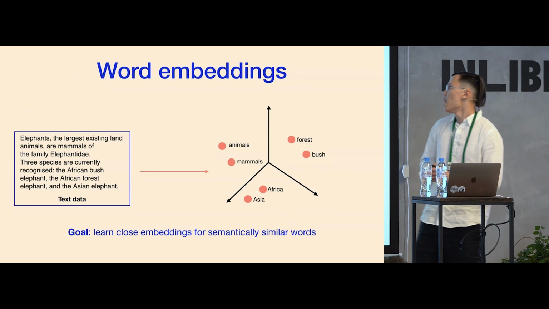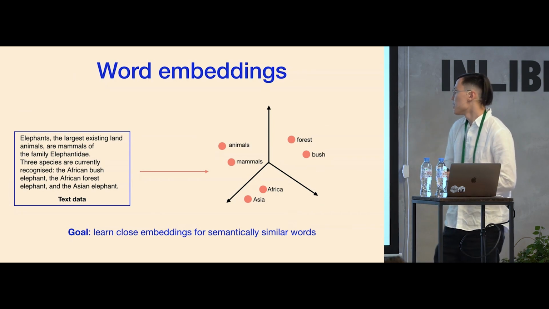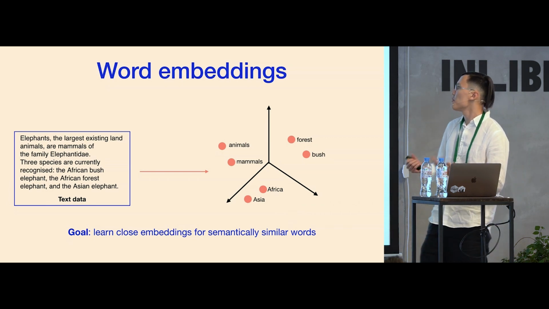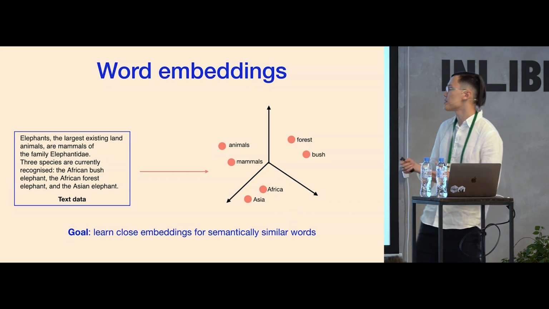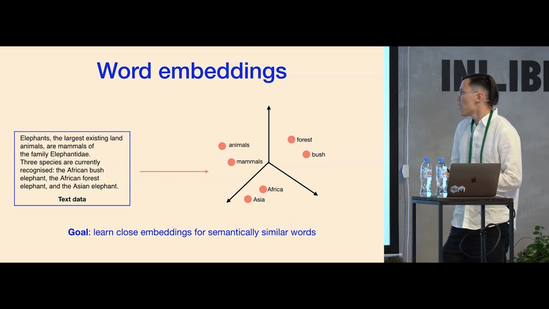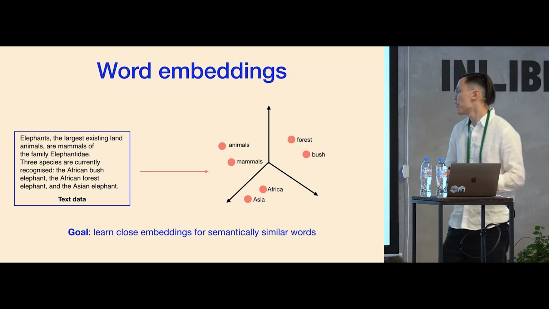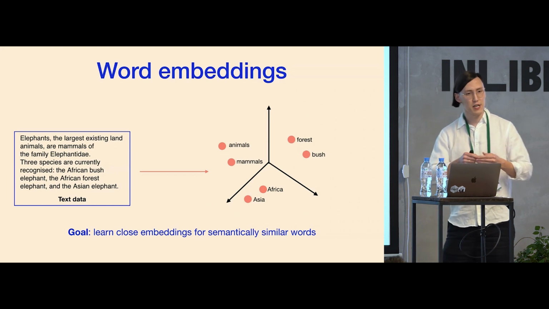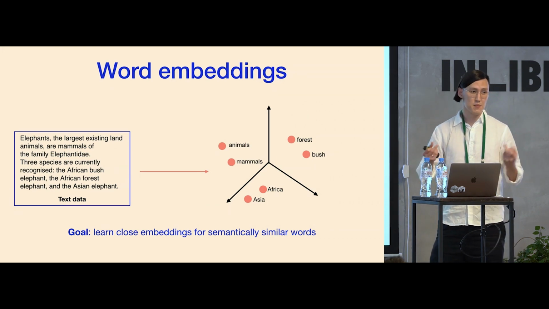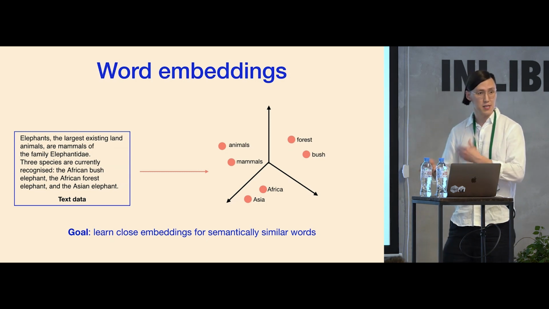In particular, we will learn representations of single words. You may formulate this problem in many different ways, but for us today, the goal will be the following. For every unique word in our text corpus, we want to find an embedding, a high-dimensional vector, such that words that are semantically close to each other also have close embeddings in this latent space.